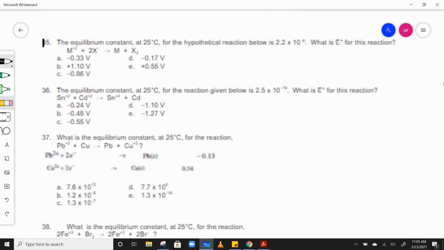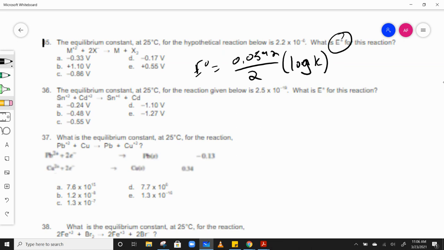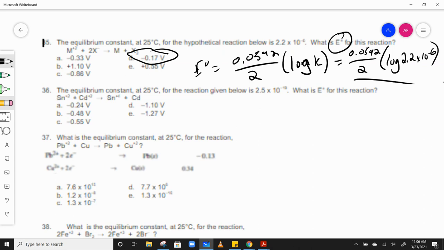Okay. 35. We're looking for the E naught of this reaction given the equilibrium constant, and E naught is equal to 0.0592 over 2 times the log of K, which is the equilibrium constant. We're given the constant, so that's really easy. So 0.0592 over 2 times log of 2.2 times 10 to the negative 6. Do this math right here, and you should get the letter D.